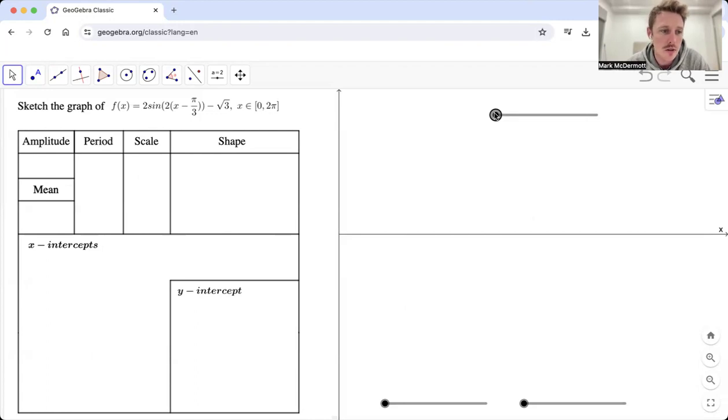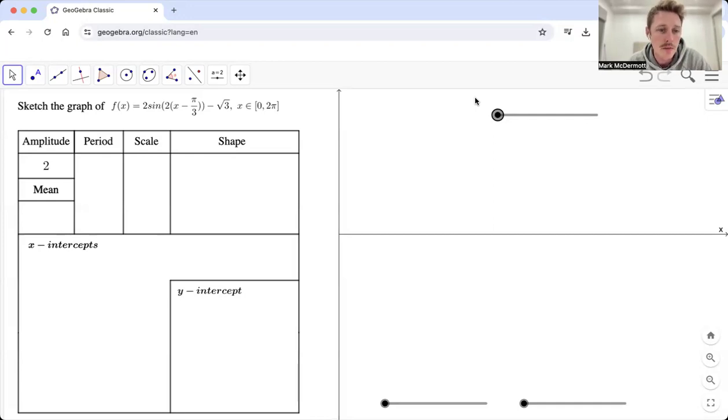The first thing is we need to know what the amplitude is. Now, again, by the time you're sketching it, you should know what all of these terms mean: amplitude, period, scale, shape, mean, x and y intercepts. So the amplitude is whatever this number is, right? It's the coefficient of the entire function. So in this case, it's 2. So we can say that the amplitude is 2.